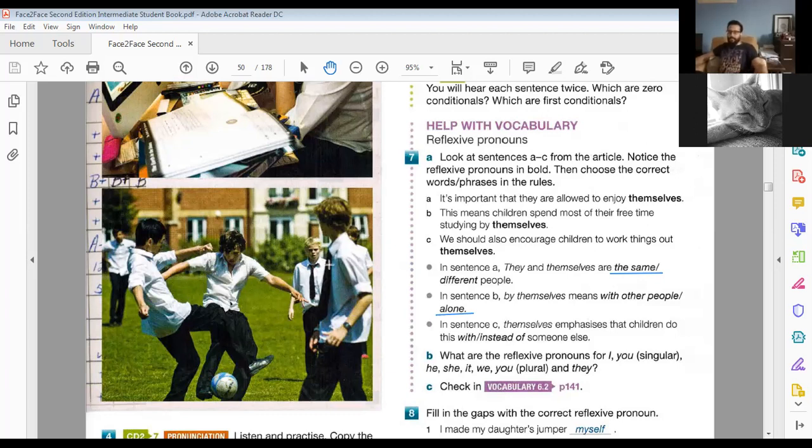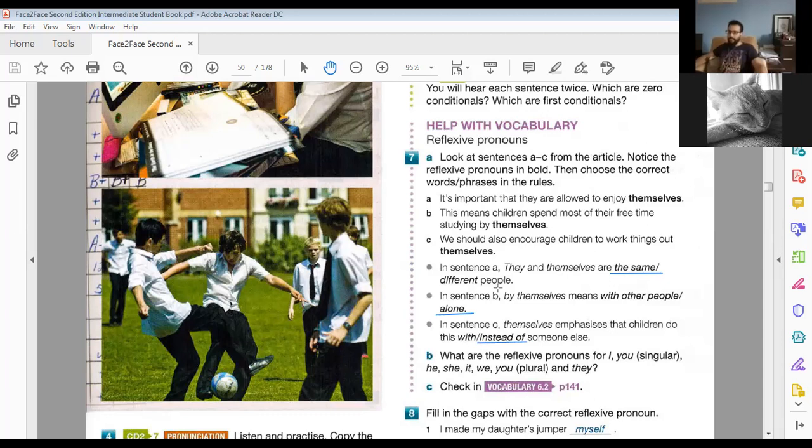So what do you think? Read sentence C first. But just read it. We should also encourage children to work things out themselves. So here, themselves, do we mean to stress that the children handle this thing with someone else or instead of someone else? Instead. Okay, let me write your answer. We can check all of these in the summary, of course, but we have this question.